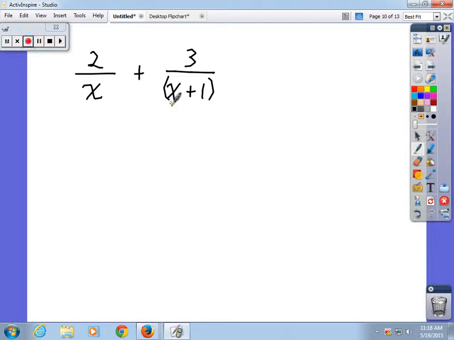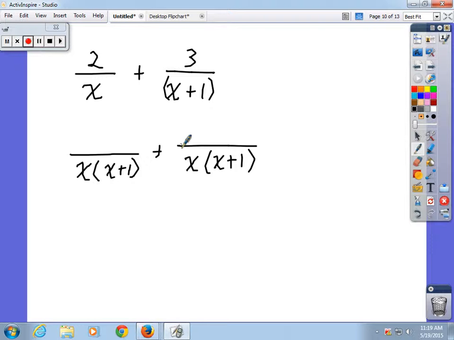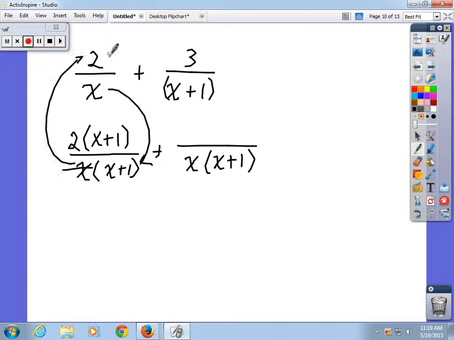So that's going to be x times x plus 1 as a common denominator, and x times x plus 1. How many times will x go into this? X plus 1 times 2 is 2 times x plus 1. Follow the arrows. Same thing you've been doing since pre-algebra, only you've got it longer.